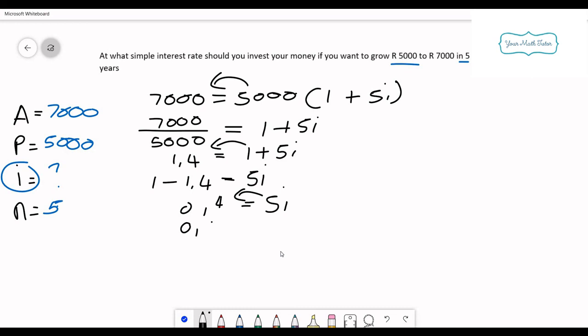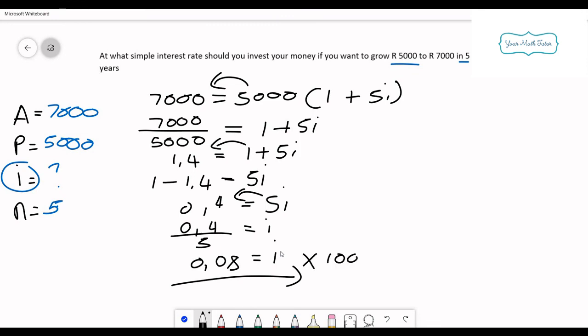We're going to have 0.4 divided by 5 is equal to i. Then our answer is 0.08 is equal to i. And then when we multiply that by 100, we get 8% per annum. That will be the interest rate that you will invest your money at if you want to grow it from 5,000 to 7,000 Rand in 5 years.